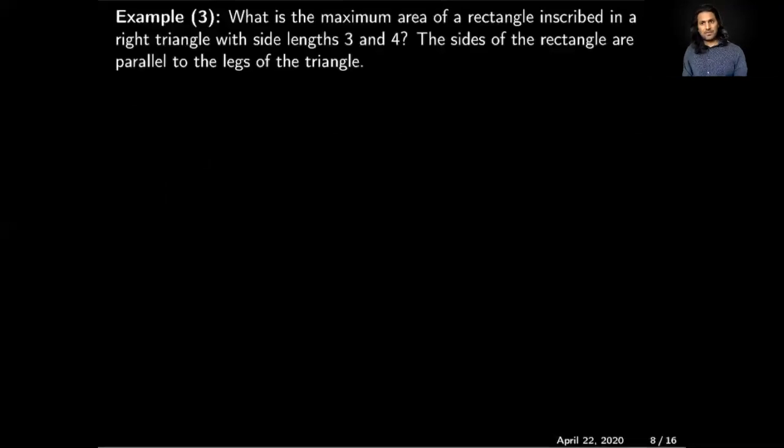My problem number 3 is: what is the maximum area of a rectangle inscribed in a right triangle with side lengths 3 and 4? The sides of the rectangle are parallel to the legs of the triangle. After reading the problem, I should be able to draw a diagram. One thing we are given is a triangle, and there is a rectangle inside the triangle, so let's draw that too.